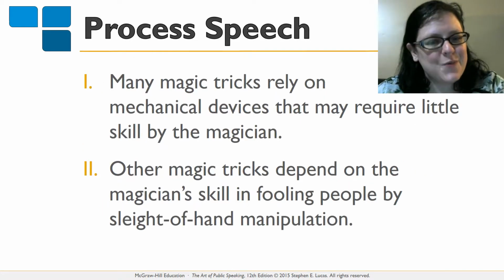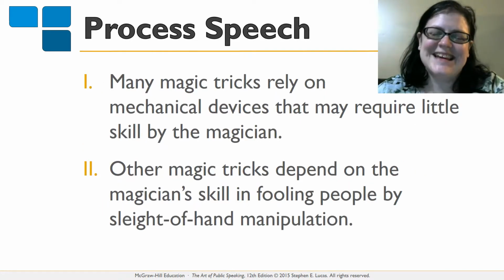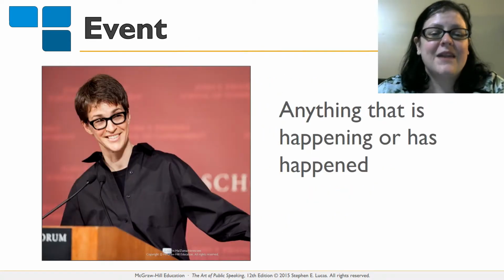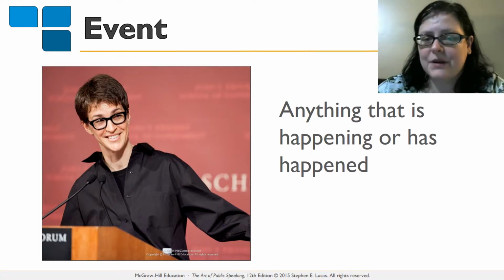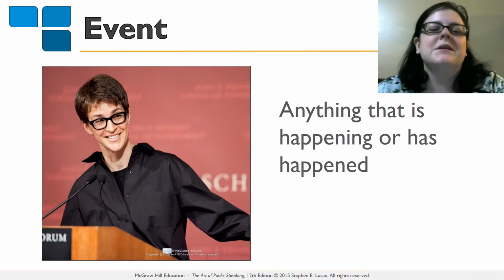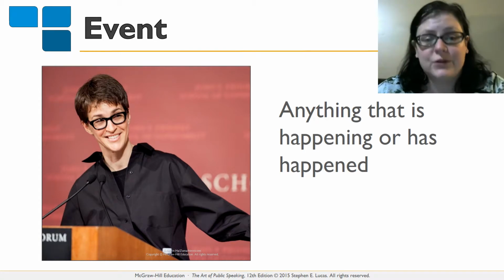And as you could have guessed, the 2 main points of your process speech on magic would be the magician's mechanical devices and sleight of hand technique. An event is anything that is happening or has happened, so something like the Women's March on Washington or the Revolutionary War.